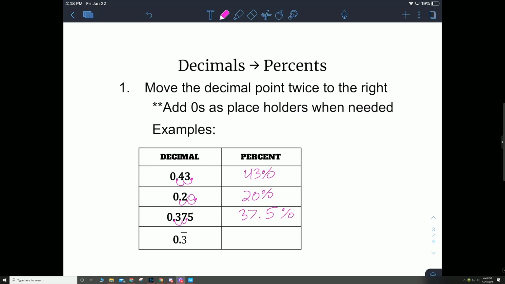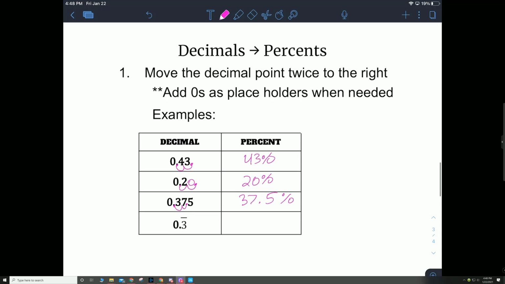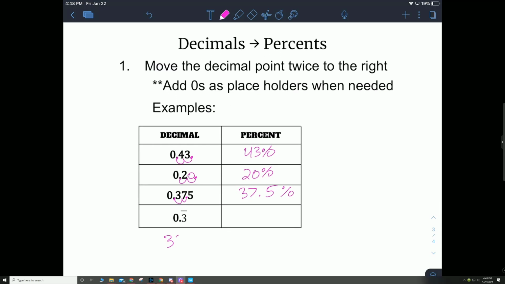This one's a little trickier, 0.3 repeating. Well, remember that 0.3 repeating actually represents an infinite number of 3's, right? This is really what that bar means. So if the decimal point is right here and I go once, twice to the right, I end up with 33 and then 0.3333 repeating indefinitely again. But you have to remember that 0.3333 repeating is 1/3. So this would be 33 and 1/3%, because all these extra 3's that we have represent 1/3.